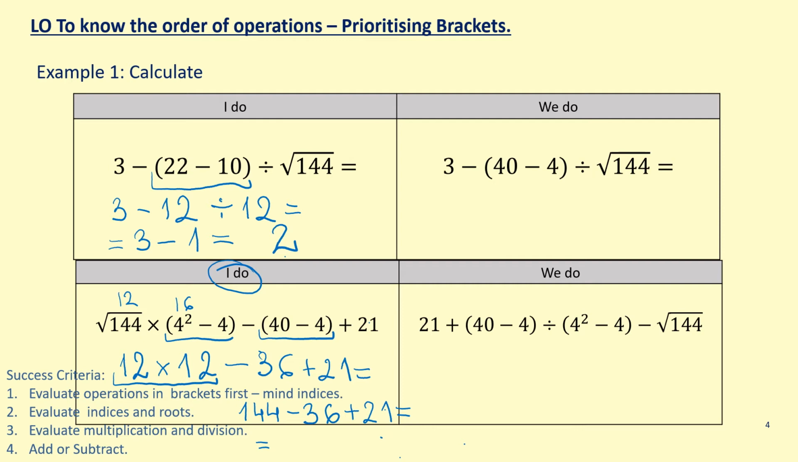So I can work from left to right. 144 take away 36 is 108. And add 21. So it's 129. So the final answer for this is 129.